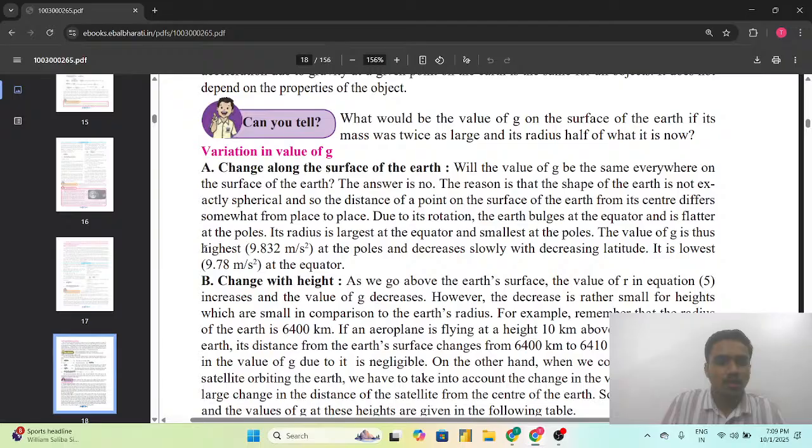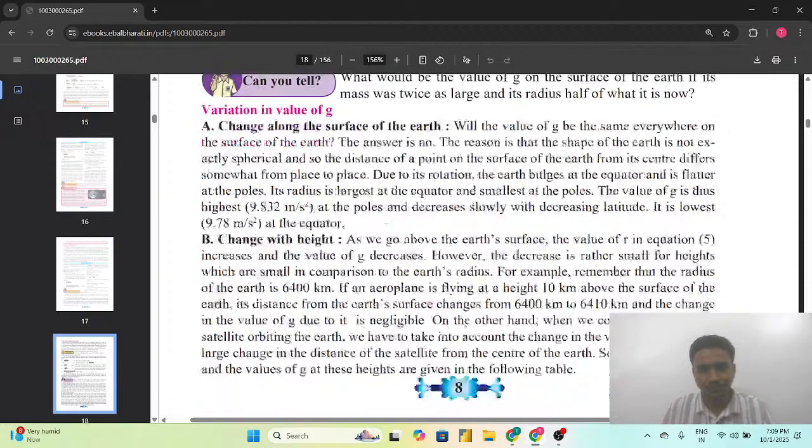So the value of g is highest at the poles because the surface of the earth is not a perfect sphere. It bulges at the equator and is flattened at the poles, due to which the acceleration due to gravity is 9.832 meter per second square at the poles, and it is lowest, 9.78, at the equator.